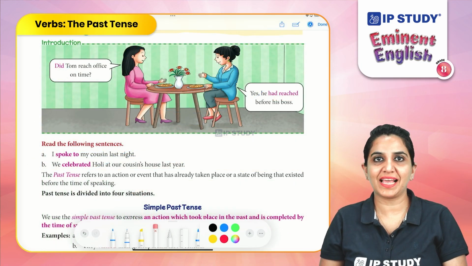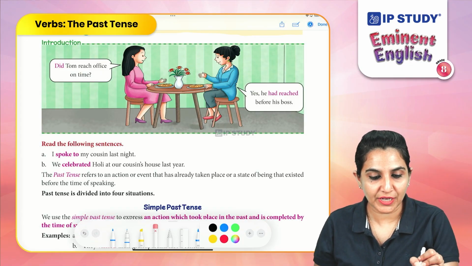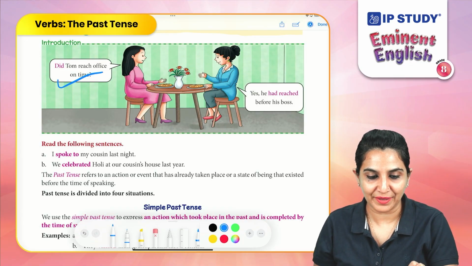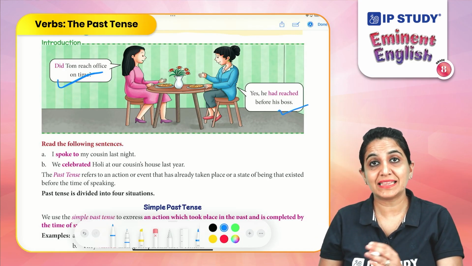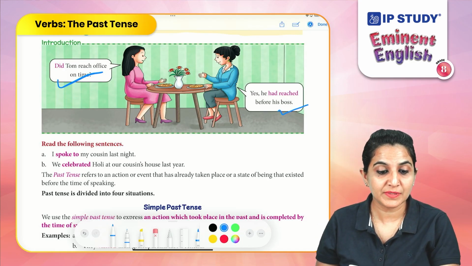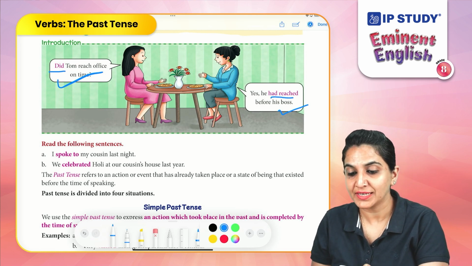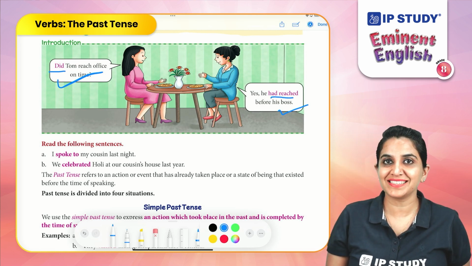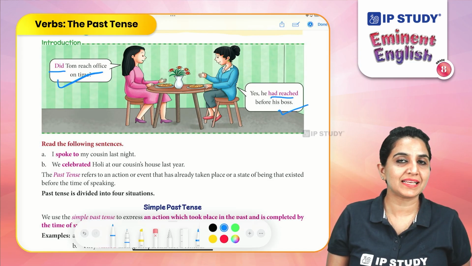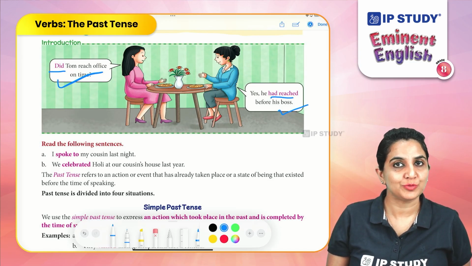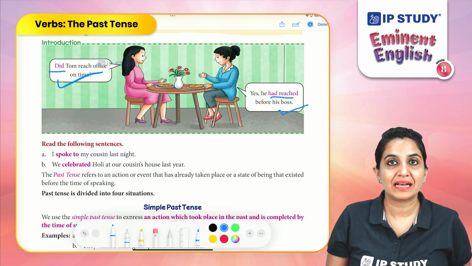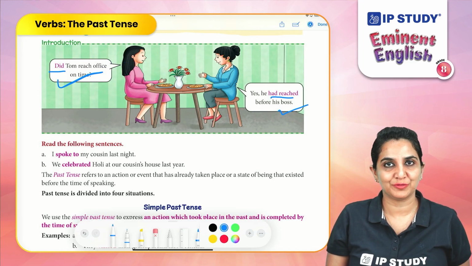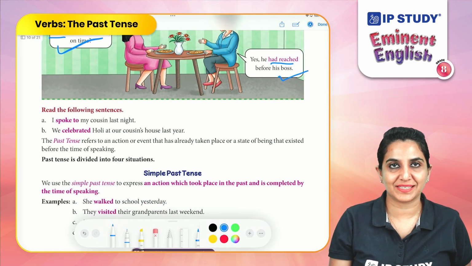Let's read the following example. Did Tom reach office on time? Yes, he had reached before his boss. In these 2 sentences, the verbs did and had reached represent the past tense. Did is the simple past tense of do. Had reached is the past perfect tense because it uses had along with the past participle of the main verb. Let's read some more examples.